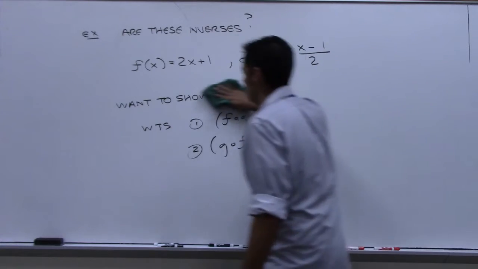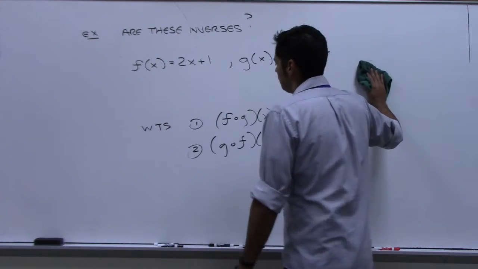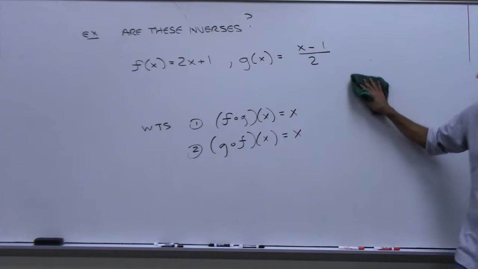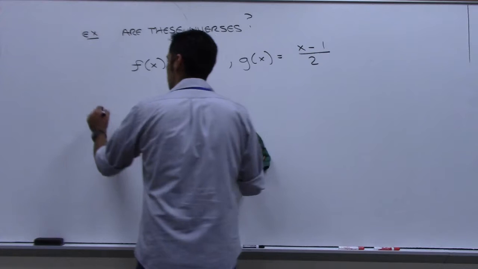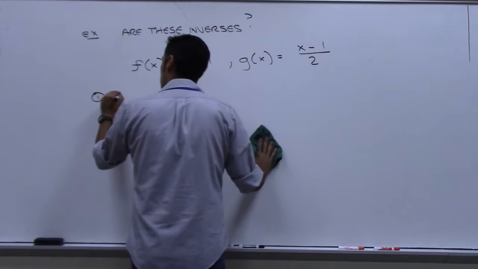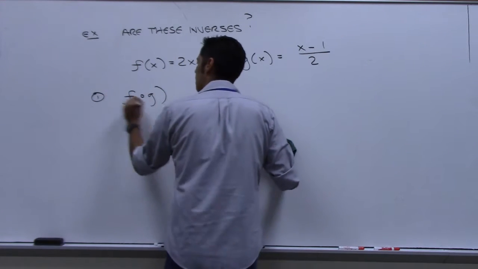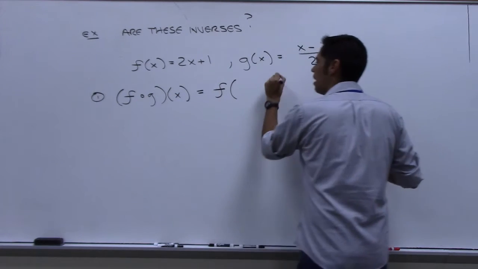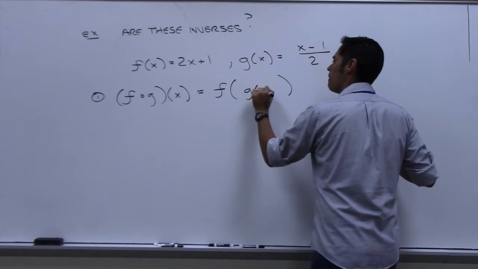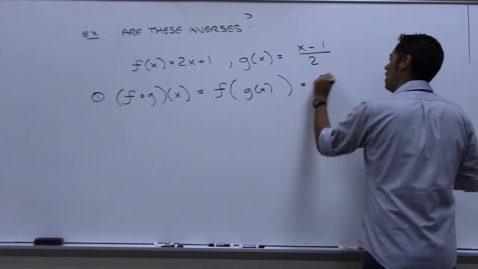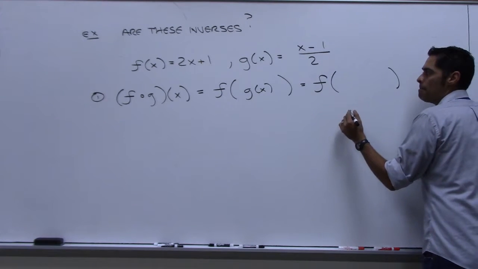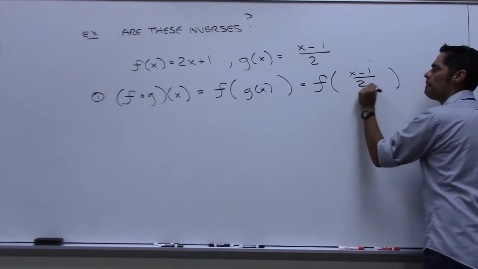So let's do this. So let's do the first one. Let's write down what f of g of x is. And we did this last class, didn't we? You do f, inside goes g, which is f, and then inside of f, replace the g of x with whatever g of x is. In this problem, it's x minus 1 over 2.